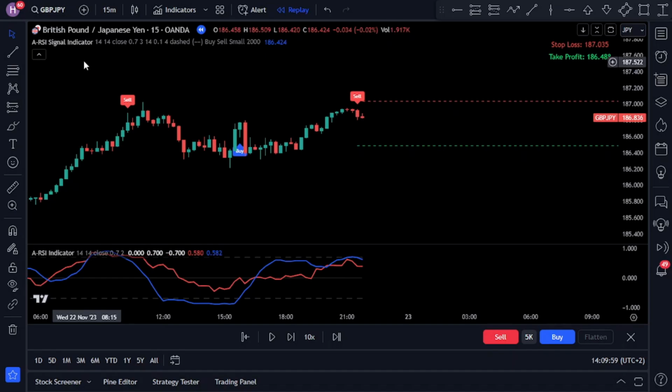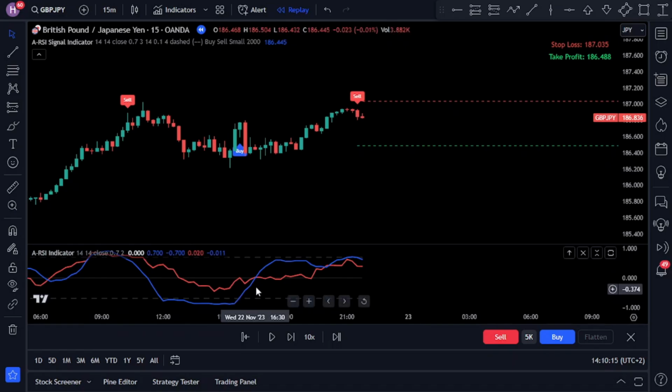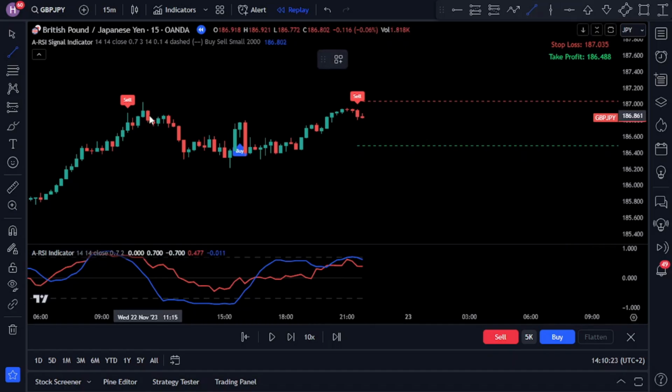For this example, I've selected the British pound against the Japanese yen in the 15-minute time frame. Firstly, a divergence occurs when the price movement of a pair contradicts the movement of the indicator. In our example, we'll use the Advanced Relative Strength Index, or A-RSI. Now, divergences are a crucial signal that will often indicate potential trend reversals or shifts in market momentum.